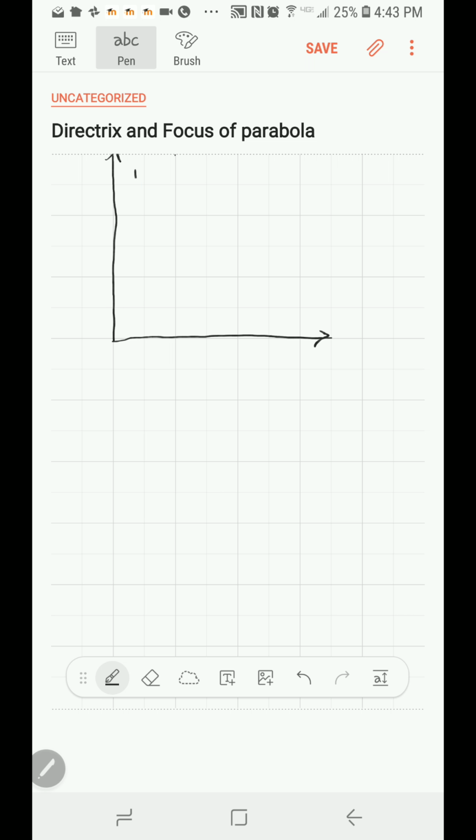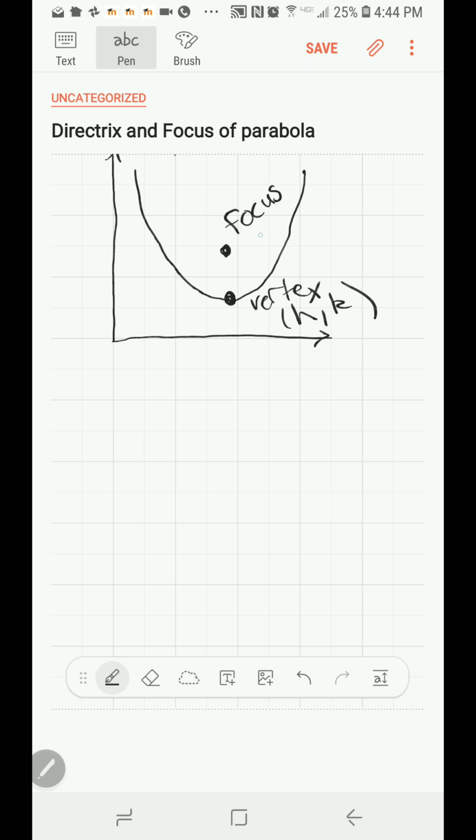Let's say we have a random parabola right here with a vertex h, k. Vertex will be h, comma, k. H is the x value and k is the y value of the vertex. If this is the case, one way to define a parabola or any conic section is that it is the set of every single point that is equidistant from a focus, some focus, we'll call this focus here C, comma D, and another line called a directrix.